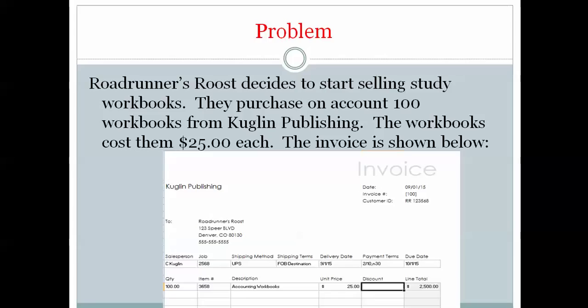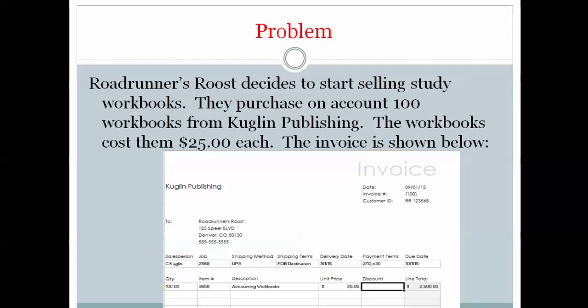And so on this invoice, you can see the company, Cooglin Publishing, the date that the invoice was issued, September 1st, 2015, an invoice number, the customer number, Roadrunner's Roost, who we shipped it to, the salesperson at Cooglin Publishing was C. Cooglin. Cooglin Publishing shipped it via UPS, and they shipped it under the shipping terms FOB destination.